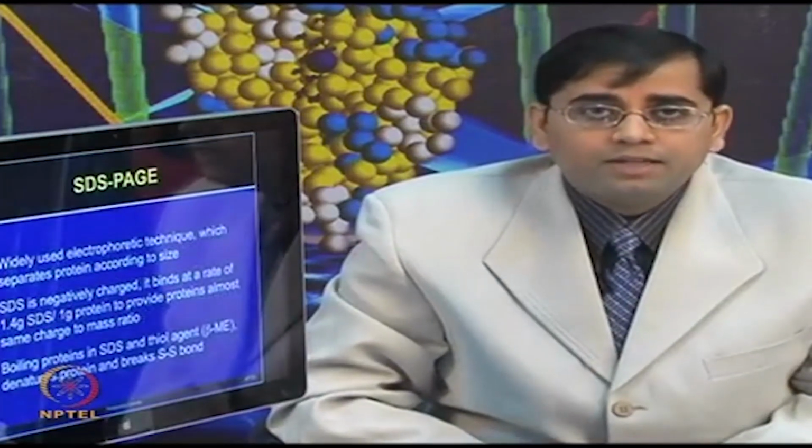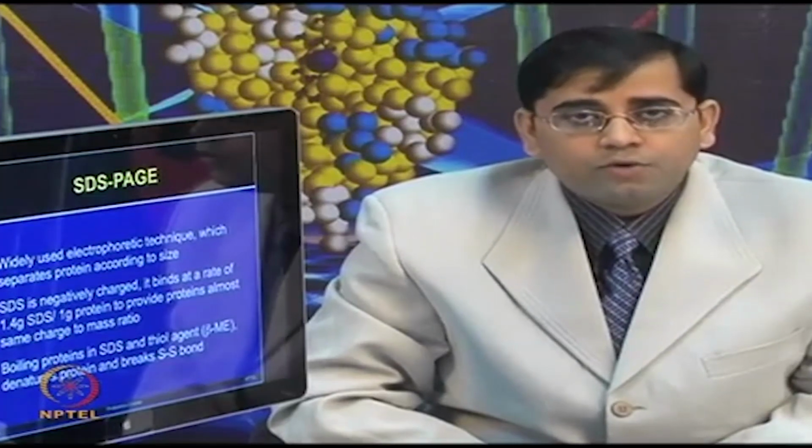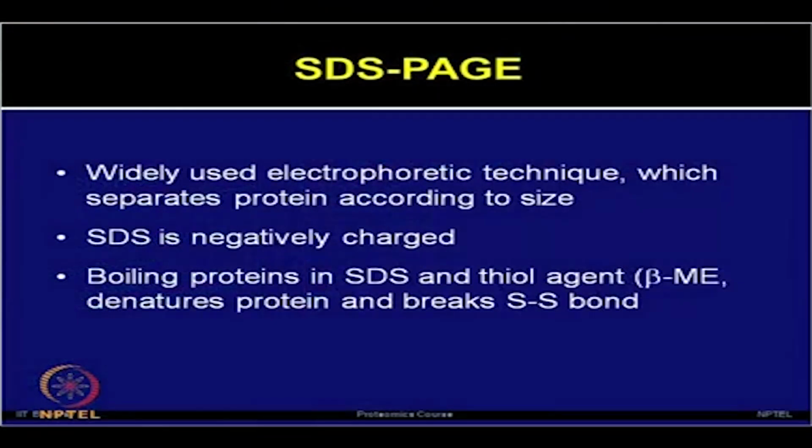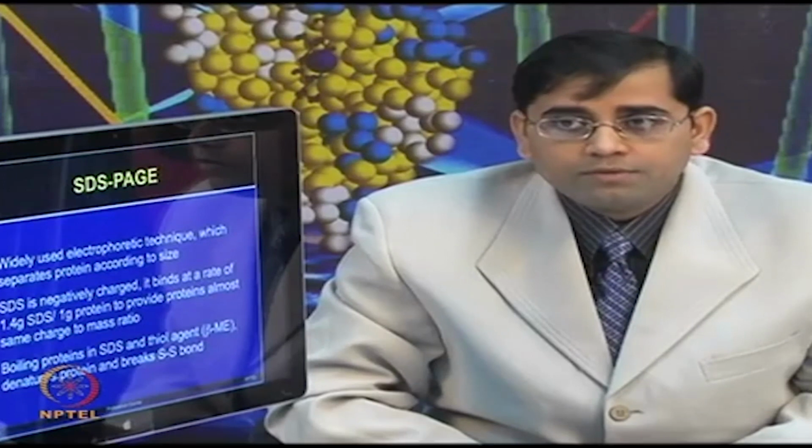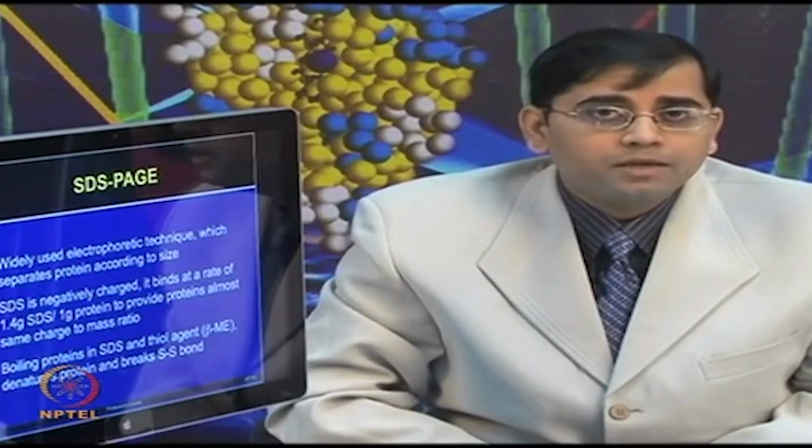So, SDS page is one of the very widely used electrophoretic techniques which separates protein based on their size or the molecular weight. So, this molecule SDS or sodium dodecyl sulfate, which is an anionic detergent, provides negative charge. It binds at a ratio of 1.4 gram of SDS per gram of protein to provide almost similar charge to mass ratio. Therefore, your protein separation will be mainly based on mass in the electric field.